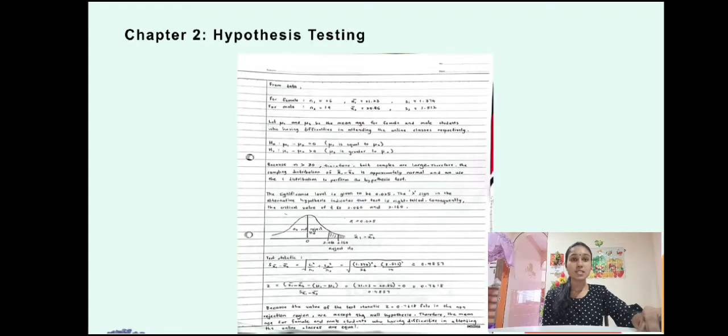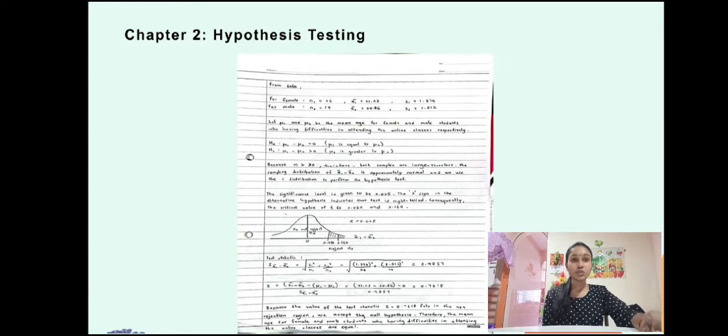So next, we applied chapter 2, which is hypothesis testing. By referring to the data collected about the mean age for male and female students who have difficulties in attending the online classes, test at the 2.5% significance level whether the mean age for all female students who have difficulties in attending the online classes is higher than the mean age for all male students who have difficulties in attending the online classes.